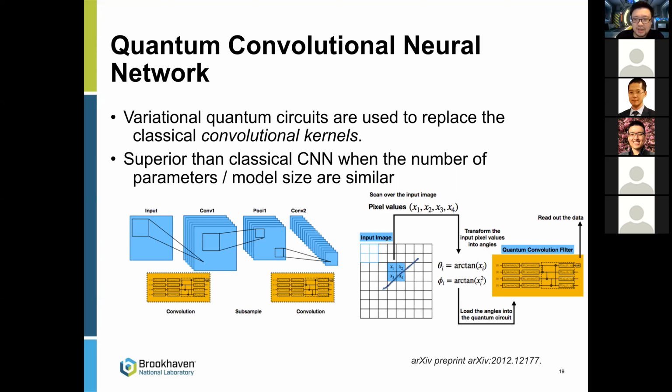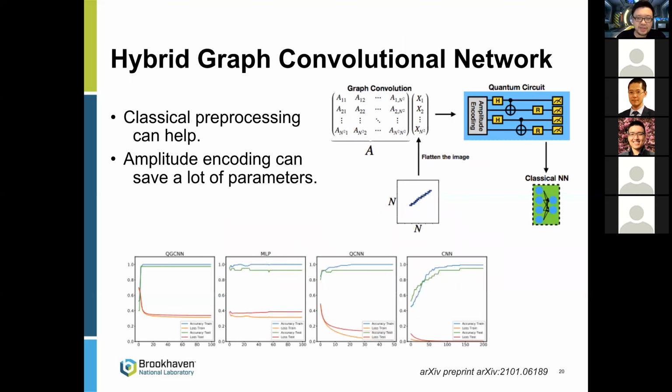The advantage is that when you limit the number of parameters in both the quantum and the classical network, say they have a similar model size, it can be shown in numerical simulation that the quantum convolutional neural network can perform better than the classical ones. Better means learning faster or reaching a higher accuracy.